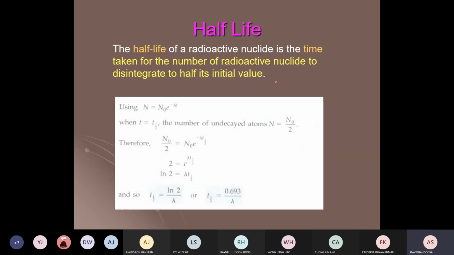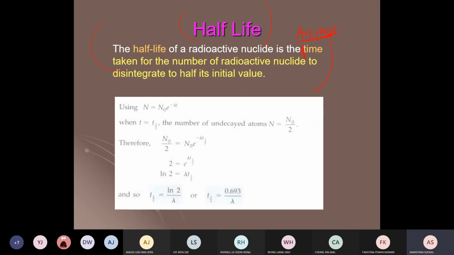So now the last equation to be introduced is about half-life. You're well versed about half-life. So what is half-life? The time taken for a number of radioactive nuclei to disintegrate to half of its initial value. Again, a very important keyword is missing: average time. Please include: half-life of radioactive nuclei is the average time taken for the number of radioactive nuclei to disintegrate to half of its initial value.